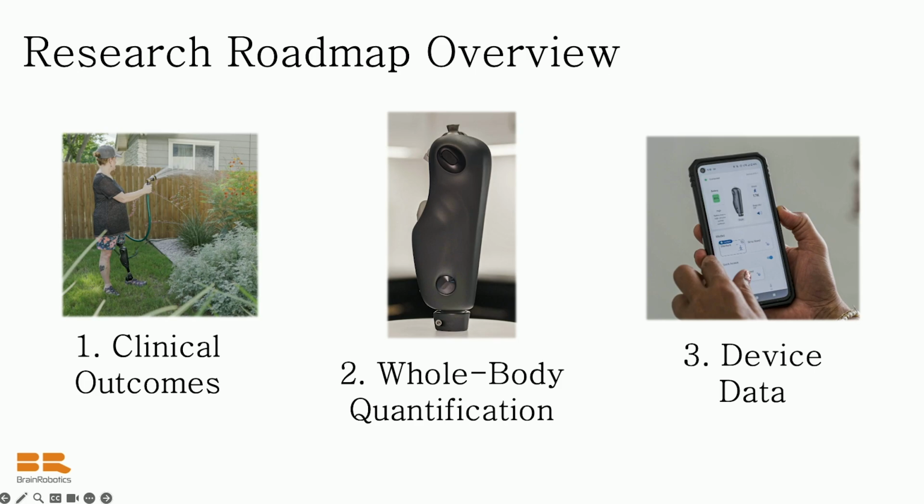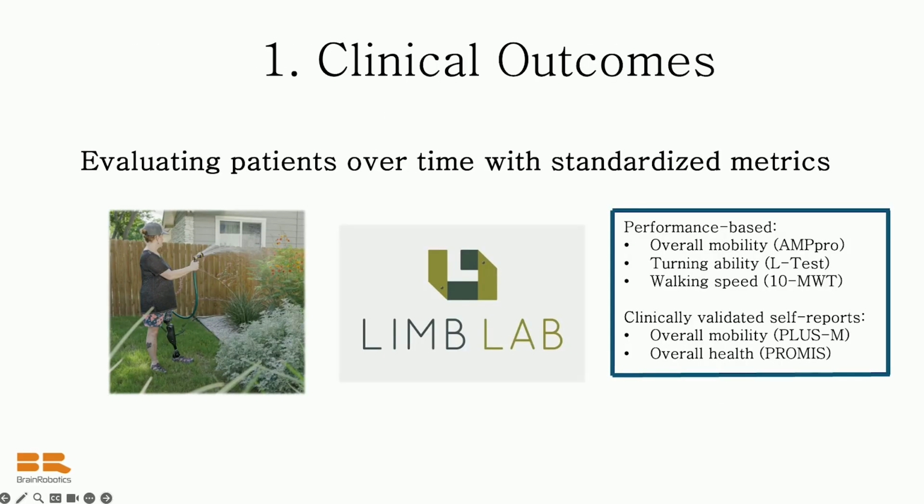Track 1 captures how patients perform on standard clinical outcome measures. Track 2 captures what we can measure objectively in the lab. And track 3 captures what the device itself records over time. No single track tells the whole story, but together we get a comprehensive picture. So I'll walk you through each one.